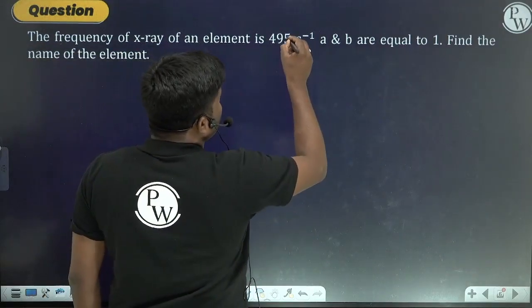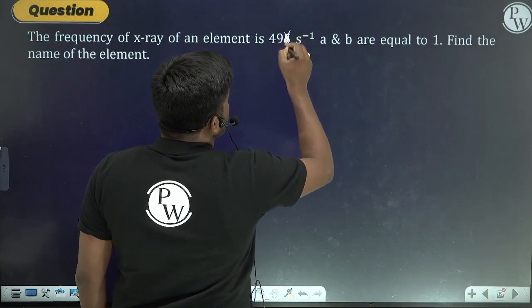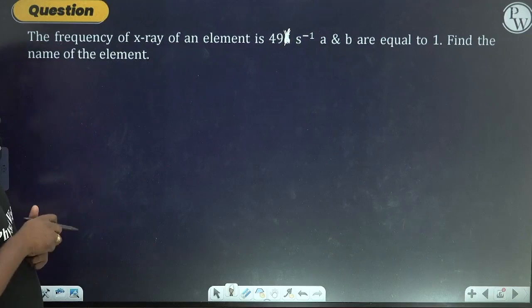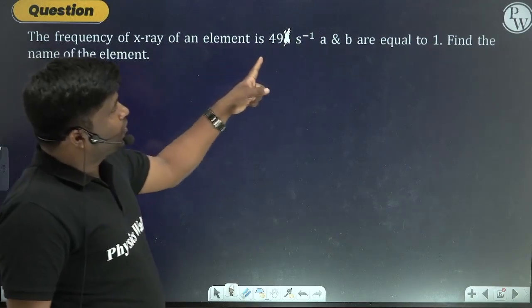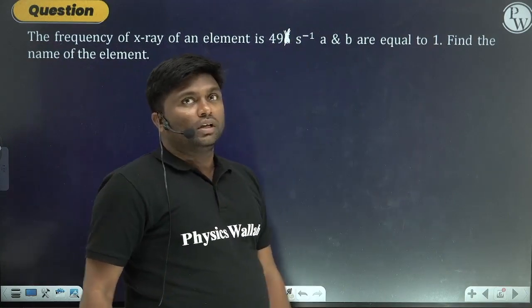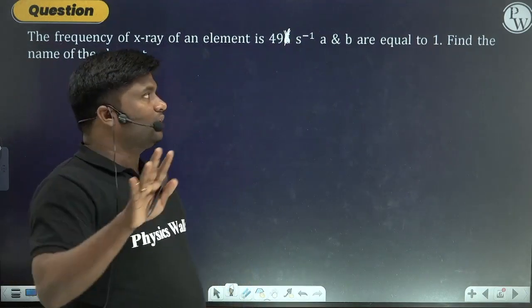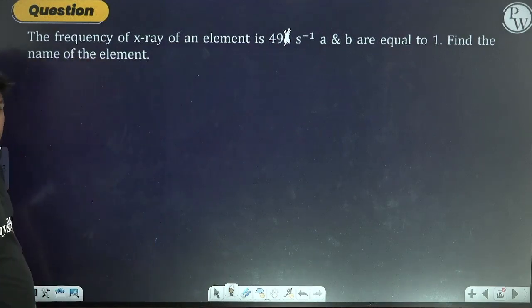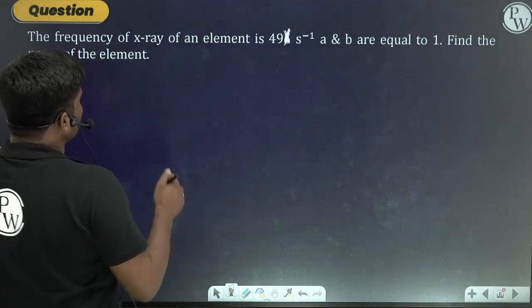It's not 495 actually. It is just 49. The frequency of X-ray of an element is 49 second inverse. A and B are equal to 1. A equals to 1 and B also equals to 1. Then find the name of the element. See carefully now how we will be calculating.